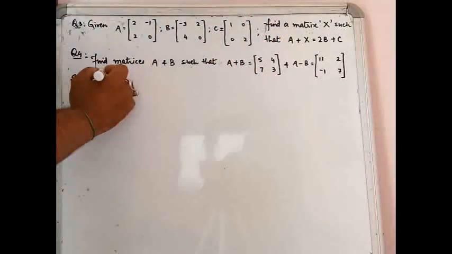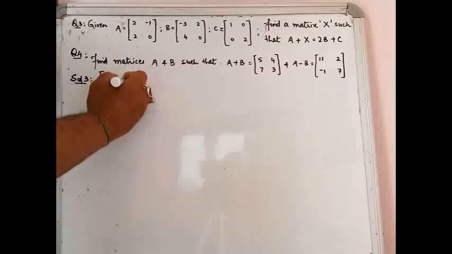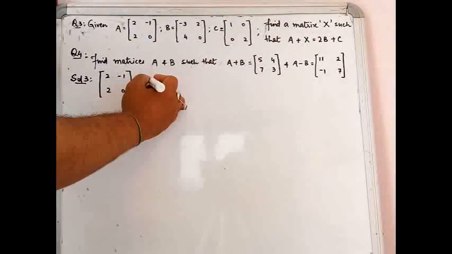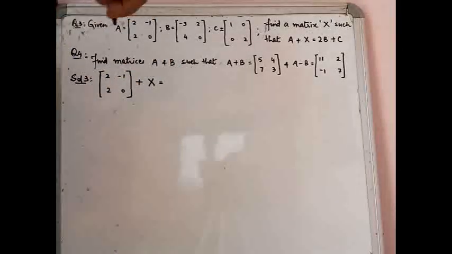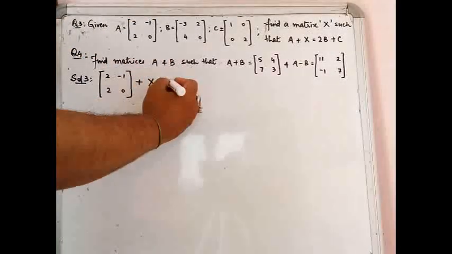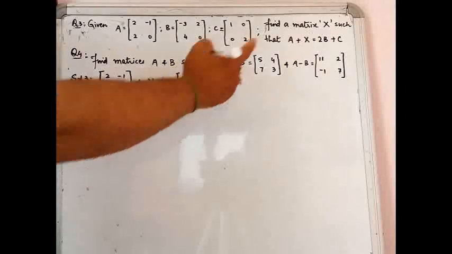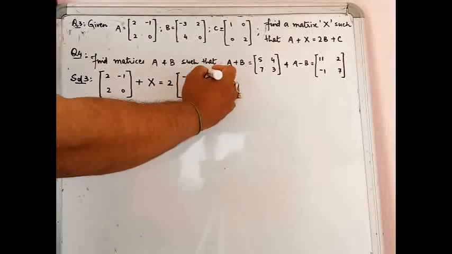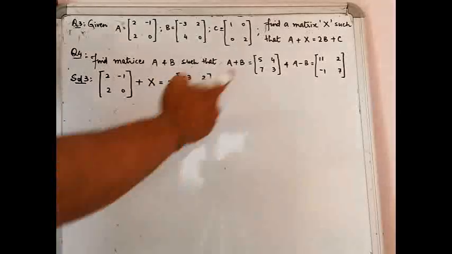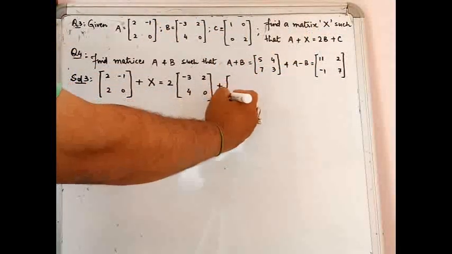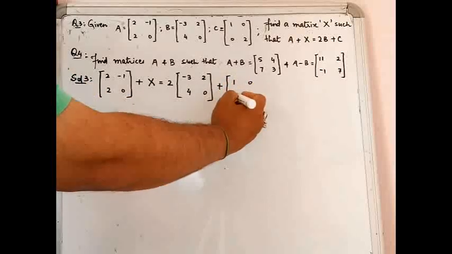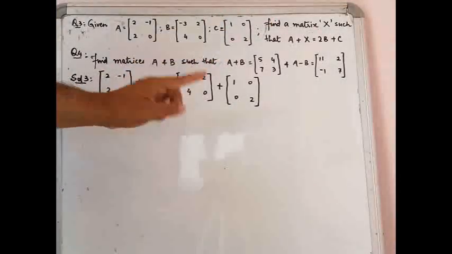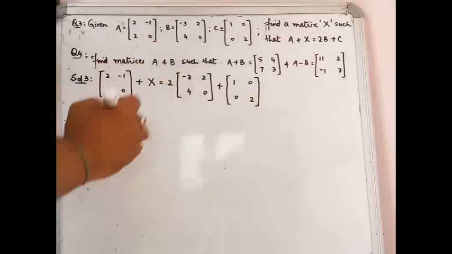First we have to write the matrix A. So we will write 2, minus 1, 2, 0, that is our matrix A, plus a matrix X. X is what we don't know, so we will let X be like that, equal to 2 times the matrix B. The matrix B I am going to write down over here, and then plus we have a matrix C, which has these individual elements. This is what was given in that equation, so we have put the individual matrices according to where they should be.